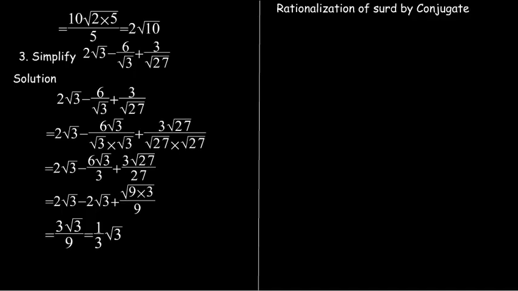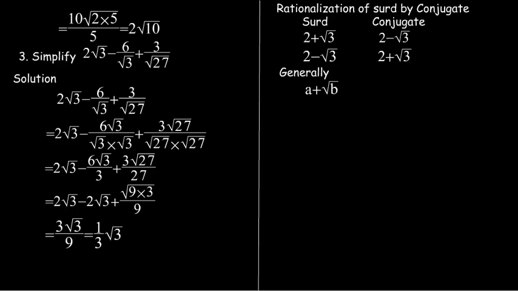Now, if our denominator is a conjugate, that is, we have something of the form 2 plus root 3, we are going to be multiplying by the same expression, changing the sign. So if we have a surd of 2 plus root 3, we're multiplying by 2 minus root 3. That's why we're multiplying our numerator and our denominator by 2 minus root 3. And if we have 2 minus root 3, we'll be multiplying our numerator and our denominator by 2 plus root 3. Generally, if we have a surd of the form a plus root b in our denominator, we'll be multiplying our numerator and our denominator by a minus root b.